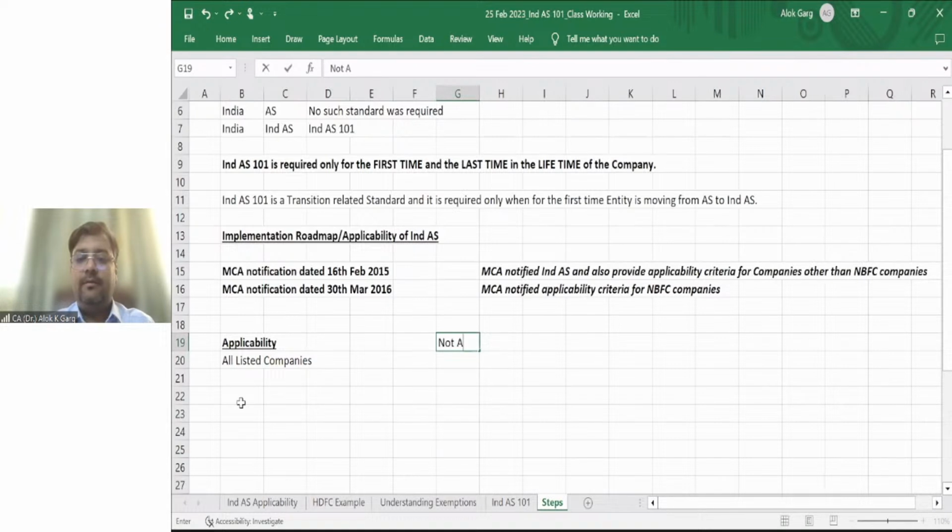Not applicable to whom? If banks like HDFC Bank, IDFC Bank, Yes Bank, State Bank of India, these are all listed banks. It doesn't matter, banks are listed or unlisted. On banks, Ind AS is not applicable because RBI has not clarified the applicability of Ind AS on banks. Clear? Ind AS is not applicable on banks.